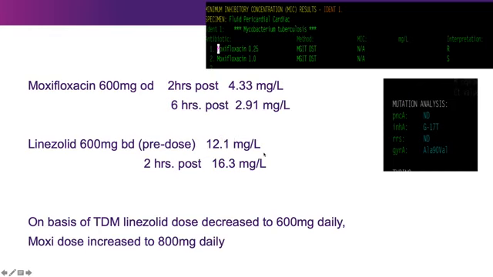So again, these levels are quite high, so his dose of 600 BD was dropped to 600 milligrams daily. So in this case, TDM did change our management. We increased the moxifloxacin and we decreased the linezolid. Now, he's subsequently gone back to Papua New Guinea, so we can't follow up his outcome. But that's how we're trying to get to grips with how we use these levels and how it changes our management.